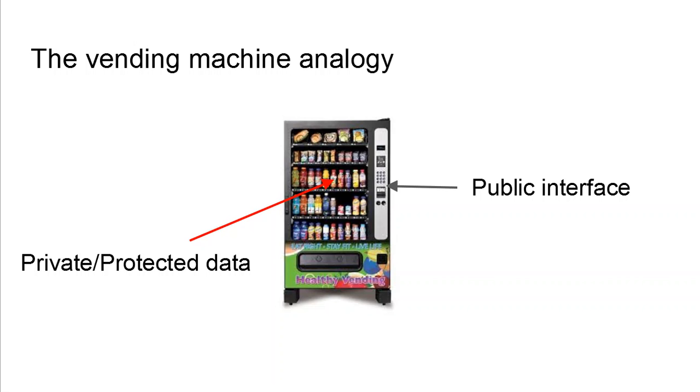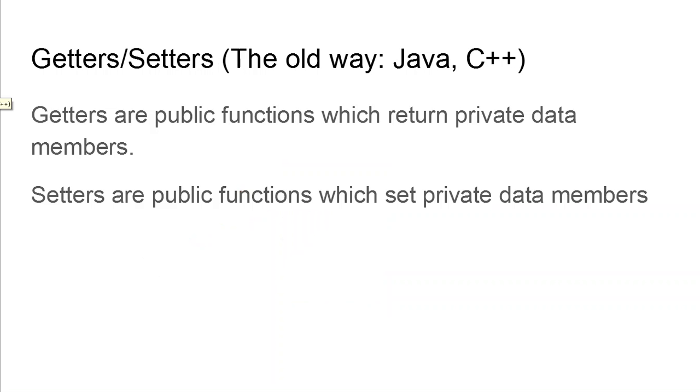And typically, the way we've done this, at least the way I saw this done in Java and C++, was to use getters and setters. So getters and setters are kind of, in my mind, the old way of doing things. Nobody does that anymore. We have the new way, which is properties. So getters and setters are public functions that allow you to get or set private data members. They restrict how someone can interact with a particular object. They provide a public interface for changing a private state, the internal state of an object.